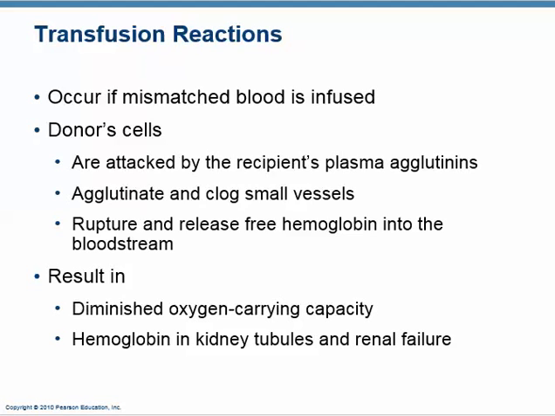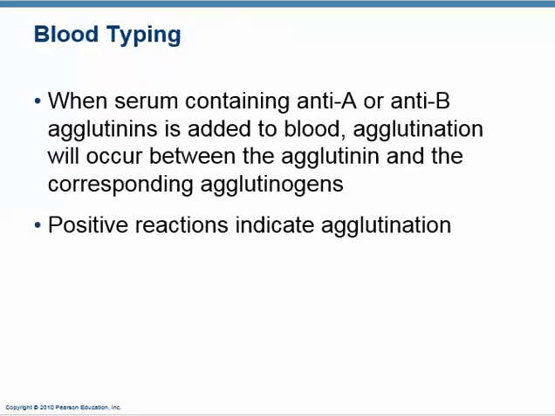It can be really nasty and very painful, and one would presume that the only reason you get a transfusion is because of blood loss. So this would add insult to injury. It would make things far worse. So what we do is we type blood. We try and figure out what type of blood people have so that we know.